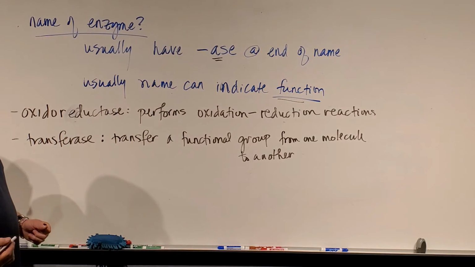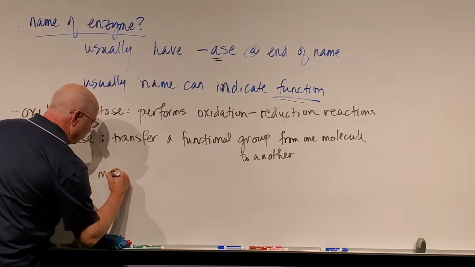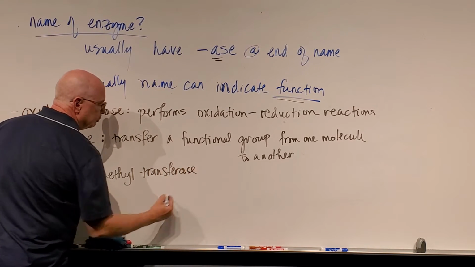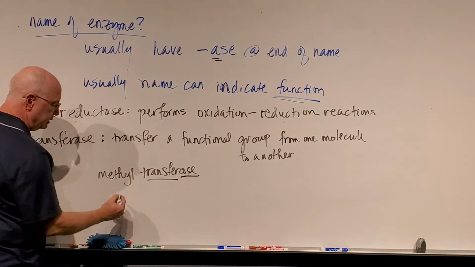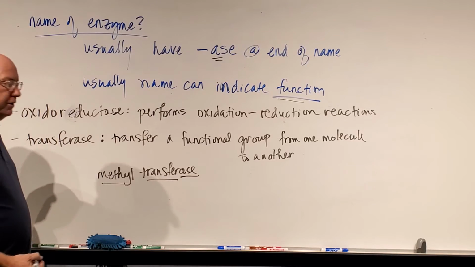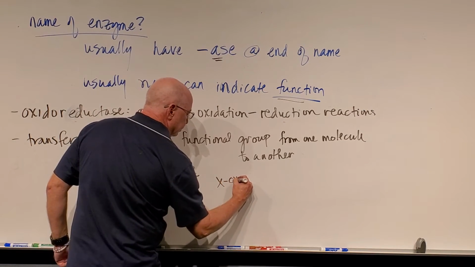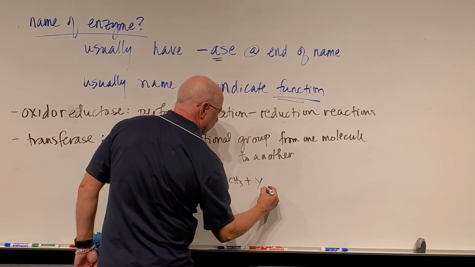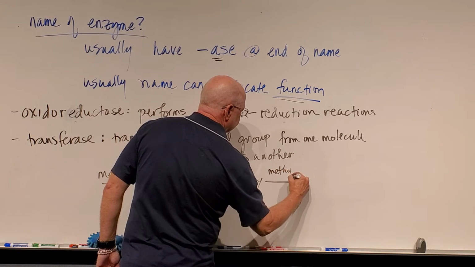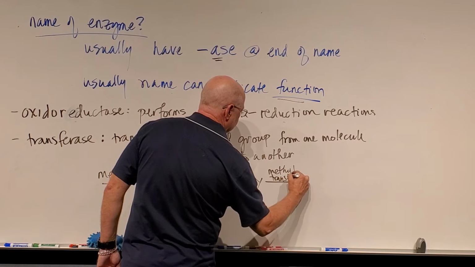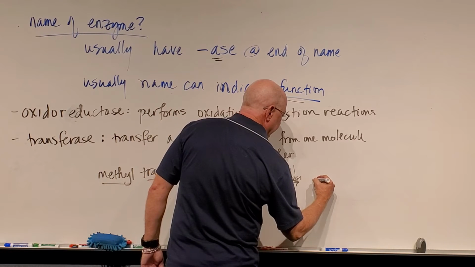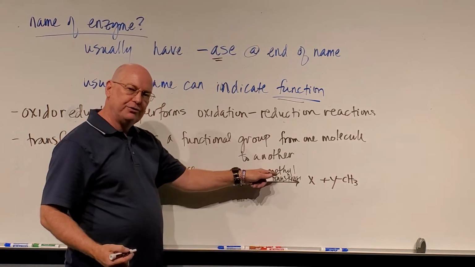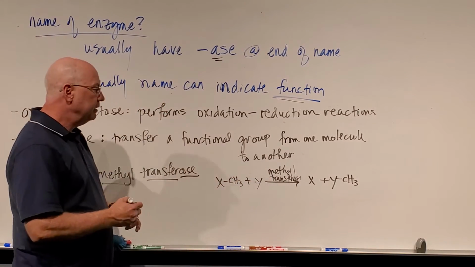So if I have something that's called a methyl transferase, a methyl transferase is an enzyme that transfers a methyl group from one substance to another. So let's say I have substance X that has a CH3 on it, we call that a methyl group, plus substance Y. If I put that in with a methyl transferase, and when I'm done, what I get out of it is substance X plus Y with the methyl group, then I know this enzyme was a methyl transferase because it transferred the methyl group from one molecule to another.